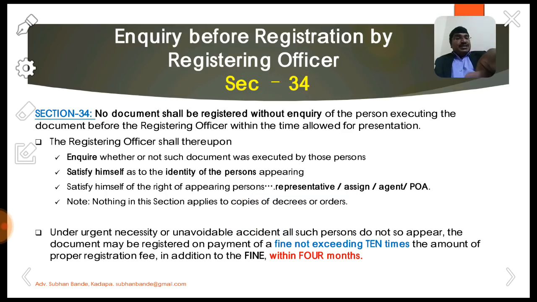Next, under urgent necessity or unavoidable accident, if such persons do not so appear, then the documents may be registered on payment of a fine not exceeding 10 times the amount of proper registration fee, in addition to the fine, within 4 months. This point will be explained in the further slides.